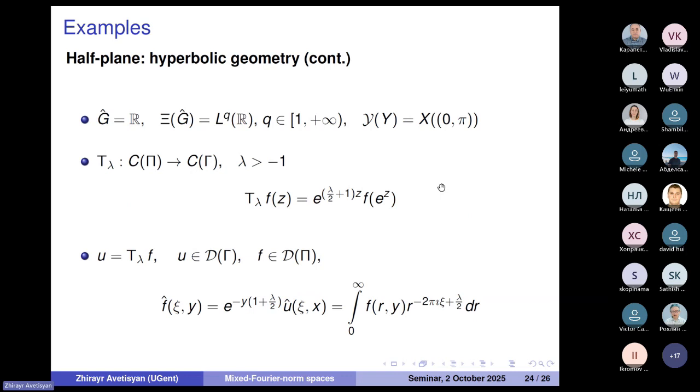Right, here the dual of R is again R, so G hat is R again. For simplicity, you can take the Lebesgue spaces LQ on G hat. And again, the Y, curly Y space can be pretty arbitrary, any function space on this Y manifold (0, pi).